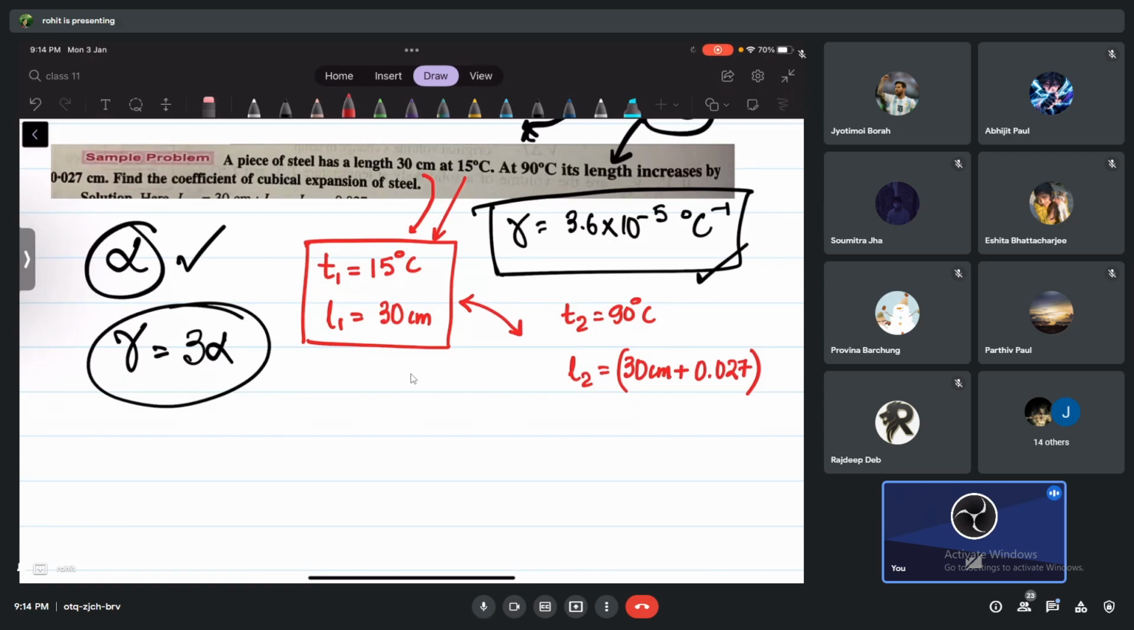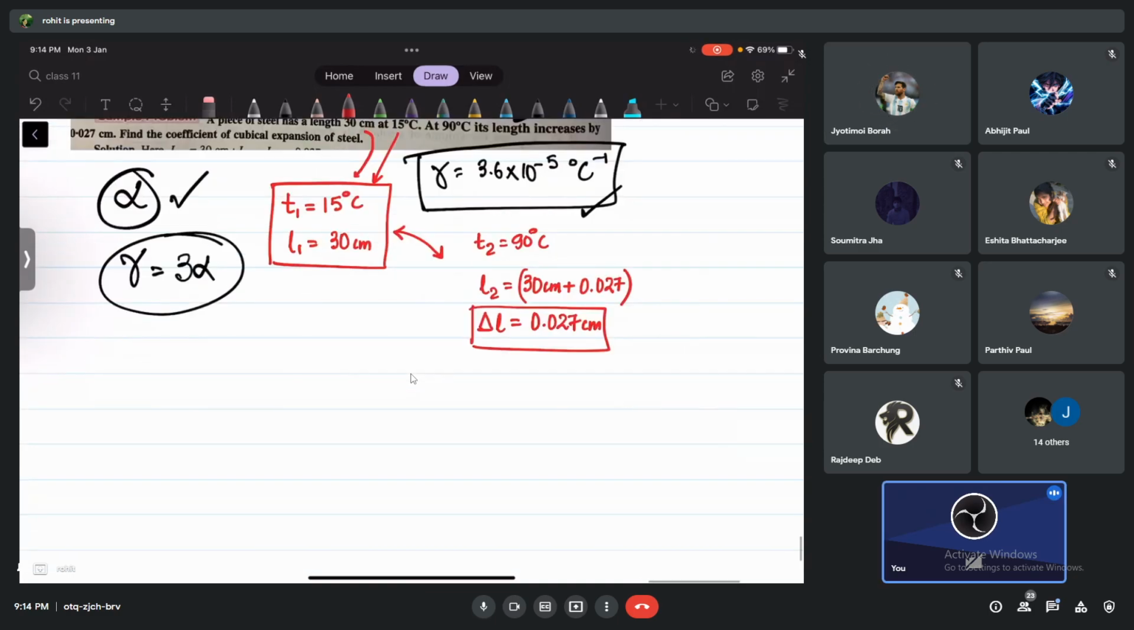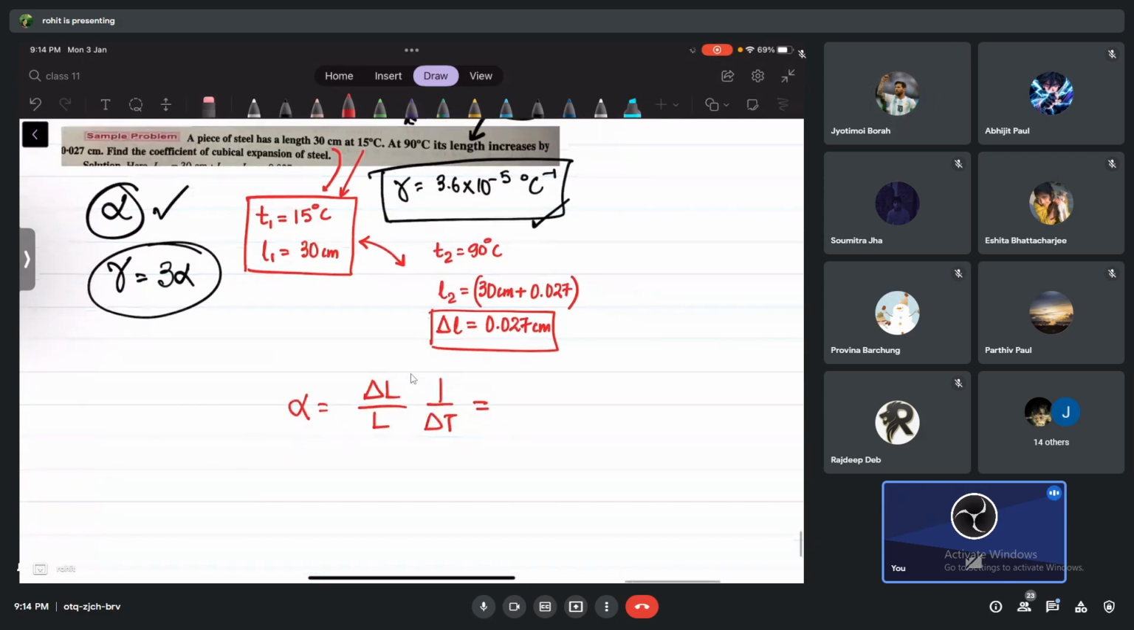Okay, no problem with that. But what is delta L? Delta L is 0.027, no? Okay. So what is the formula for alpha? Tell me. Alpha is equal to how much? Change in length per unit original length per degree change in temperature, right? So delta L is how much?